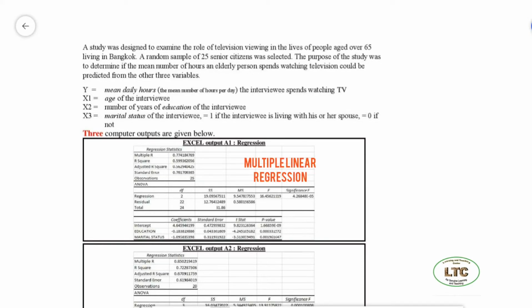The study was designed to examine the role of television viewing in the lives of people aged over 65 living in Bangkok. Therefore, the population is the people older than 65 years who live in Bangkok. A random sample of 25 senior citizens was selected, so sample size n is 25.